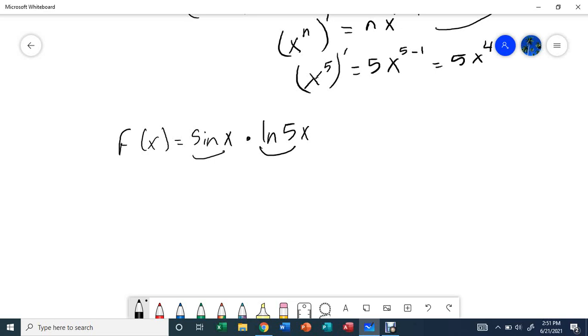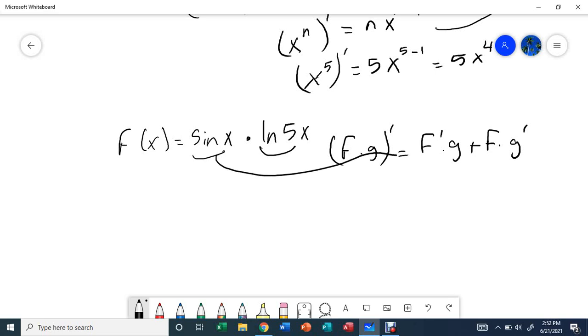So again, just a quick reminder for the product rule. The derivative of f times g is f prime times g plus f times g prime. So in this case, sine is your f, and ln of x is your g. So let's apply the rule.